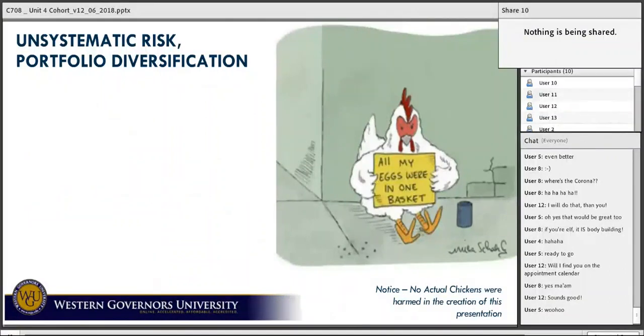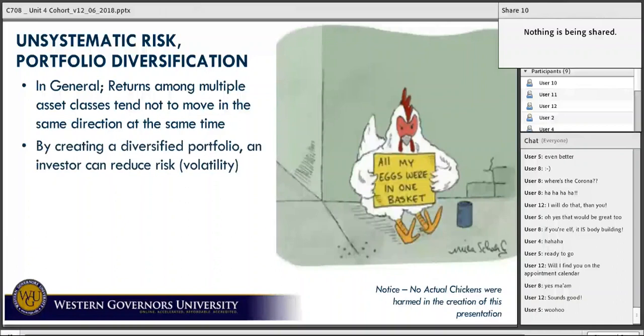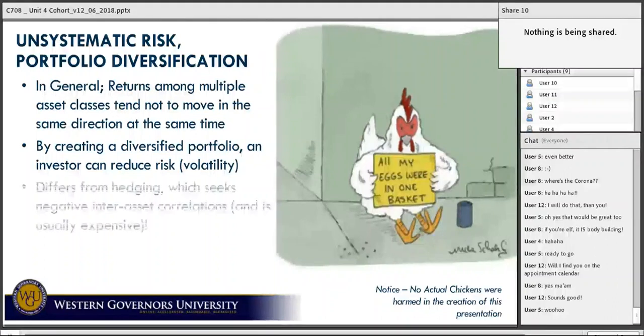Now let's look at how we deal with managing that risk. We've got unsystematic risk, which we deal with by portfolio diversification. So in general, returns among multiple asset classes don't move in the same direction at the same time. In general, bonds don't move in the same direction as stocks, as a very broad example. If we create a diversified portfolio, an investor can reduce risk or volatility in her portfolio.